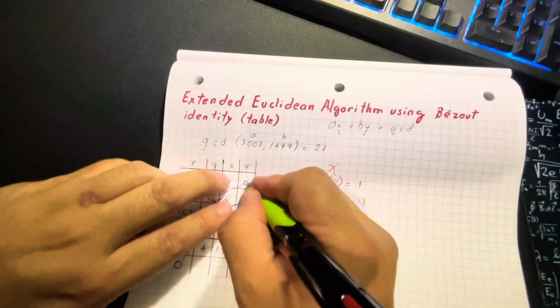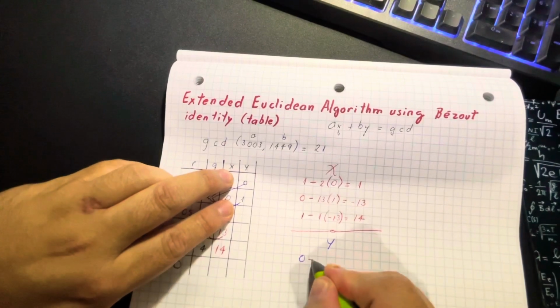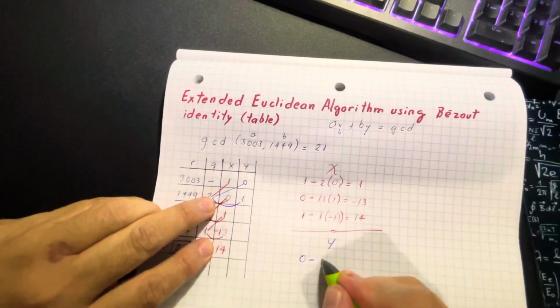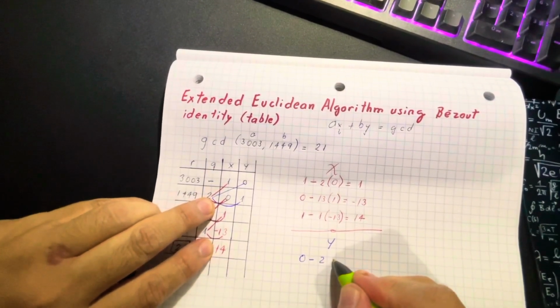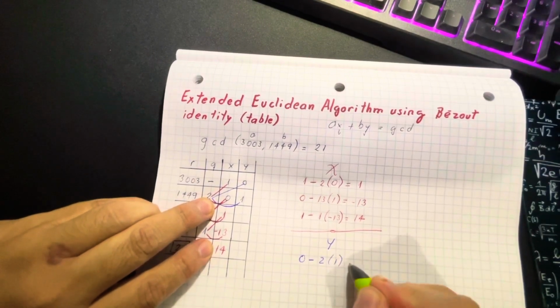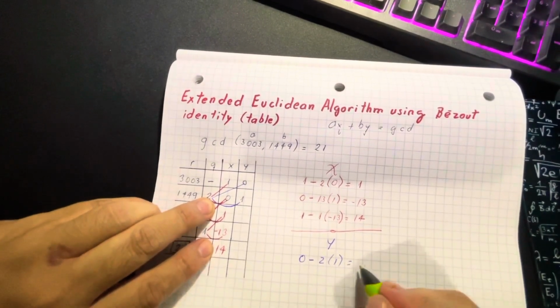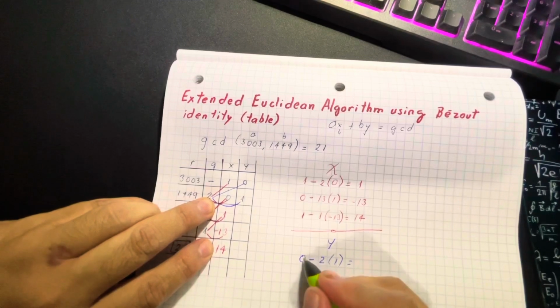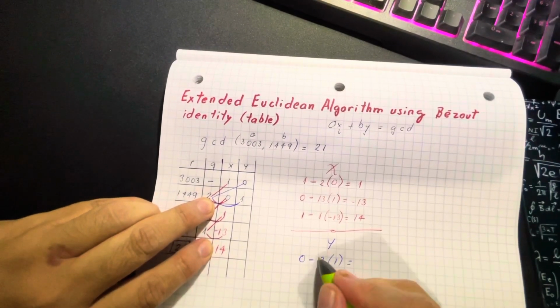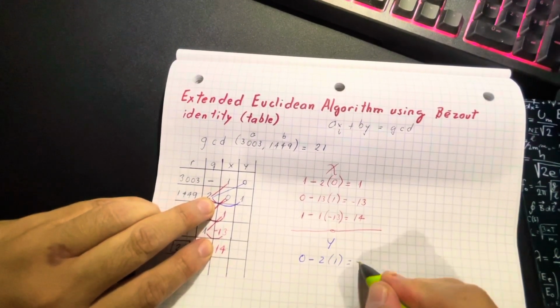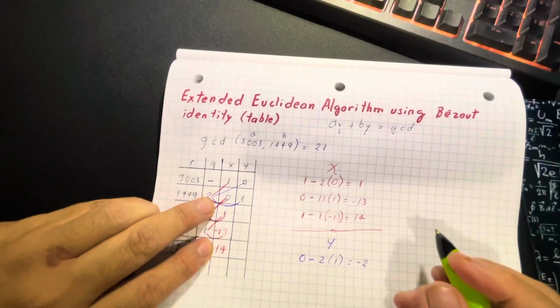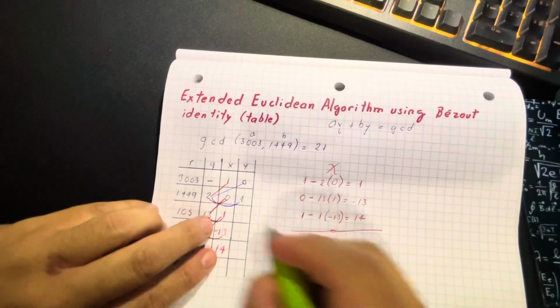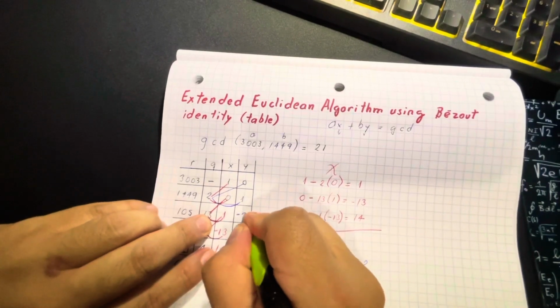So it's going to be 0 minus 2 times 1. It's going to give you, right here, 0. Be careful right here, this is negative, so right here it's going to be negative 2. Okay, this negative 2, you put it right here, you see?